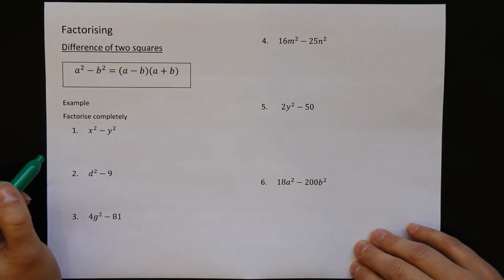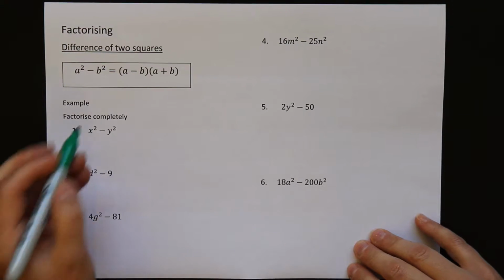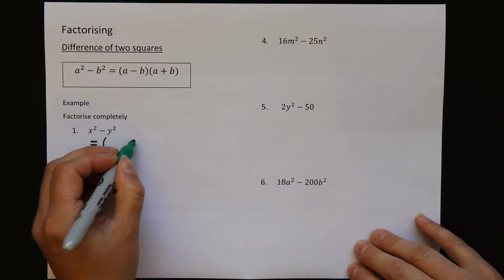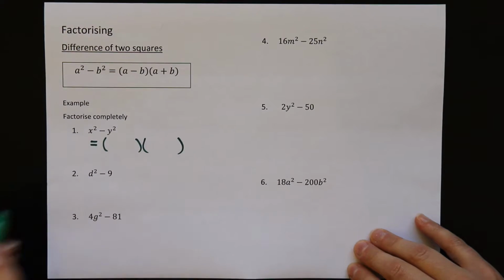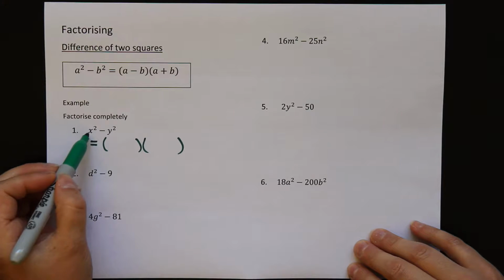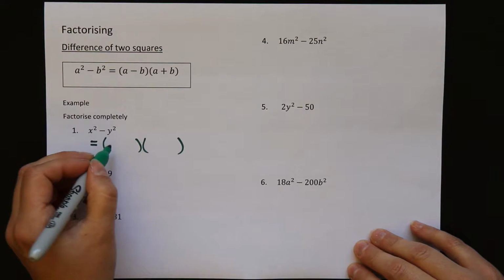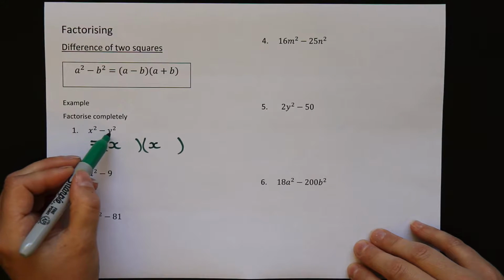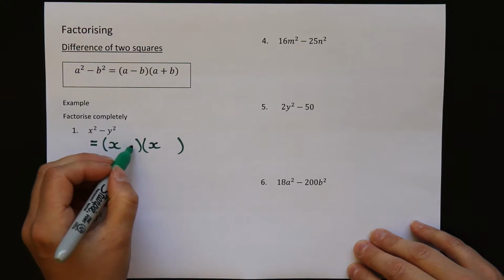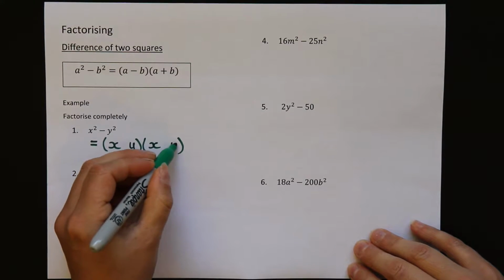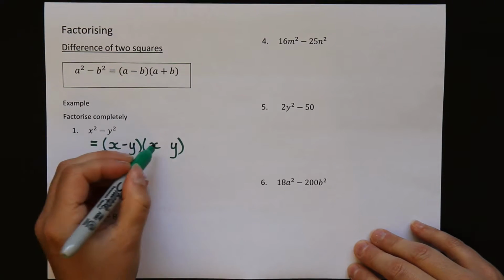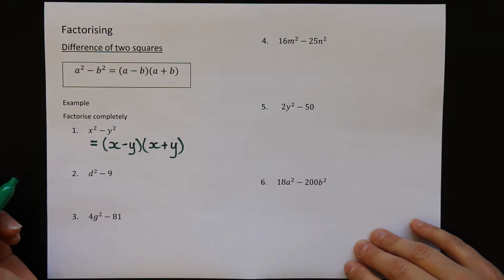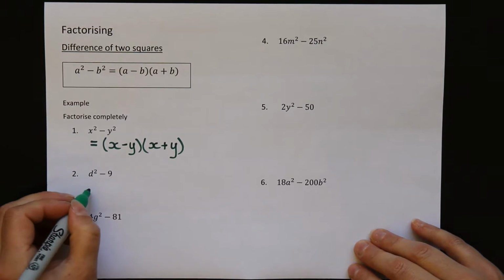Okay, so let me show you how this is done. So in question 1, we know we're going to get two brackets when we're factorising using difference of two squares. If we square root the first term, the square root of x squared is x. That goes at the front of both brackets. Then we square root the y squared, which is y, and that goes at the end of each bracket. One is a negative and one is a positive. It doesn't matter which one is which. And that's done.